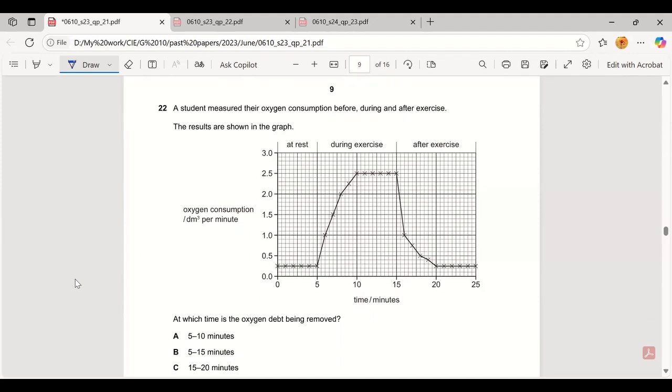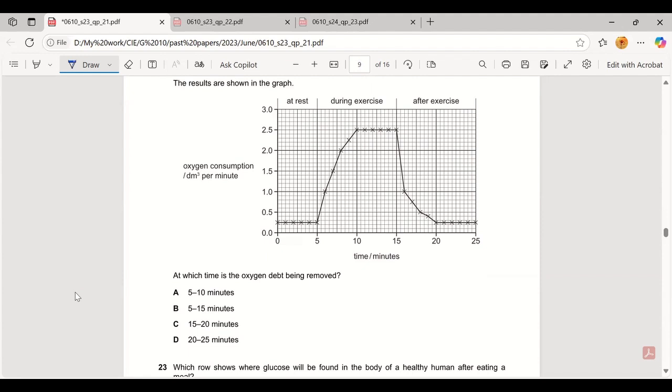A student measured their oxygen consumption before, during, and after exercise. The results are shown in the graph. And here the time in minutes. Okay. At which time is the oxygen debt being removed, Anud? Miss, is it C? It is C, yes, it is being removed, not completely removed. Here it will be completely removed, but here it is still being removed. Yes, very good.